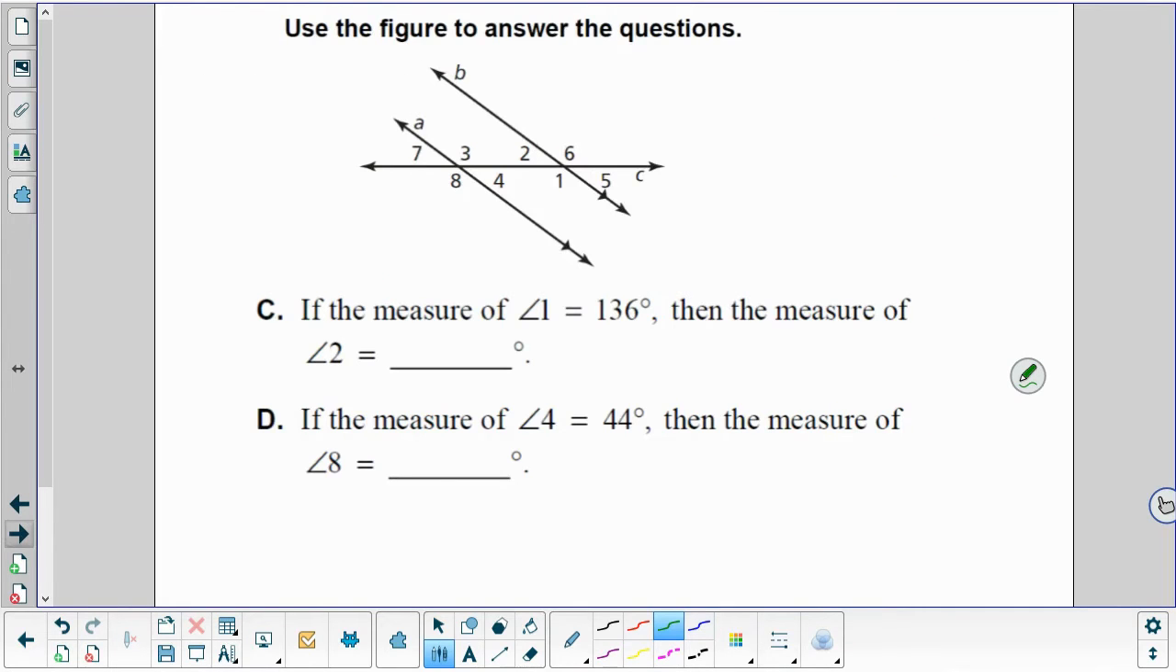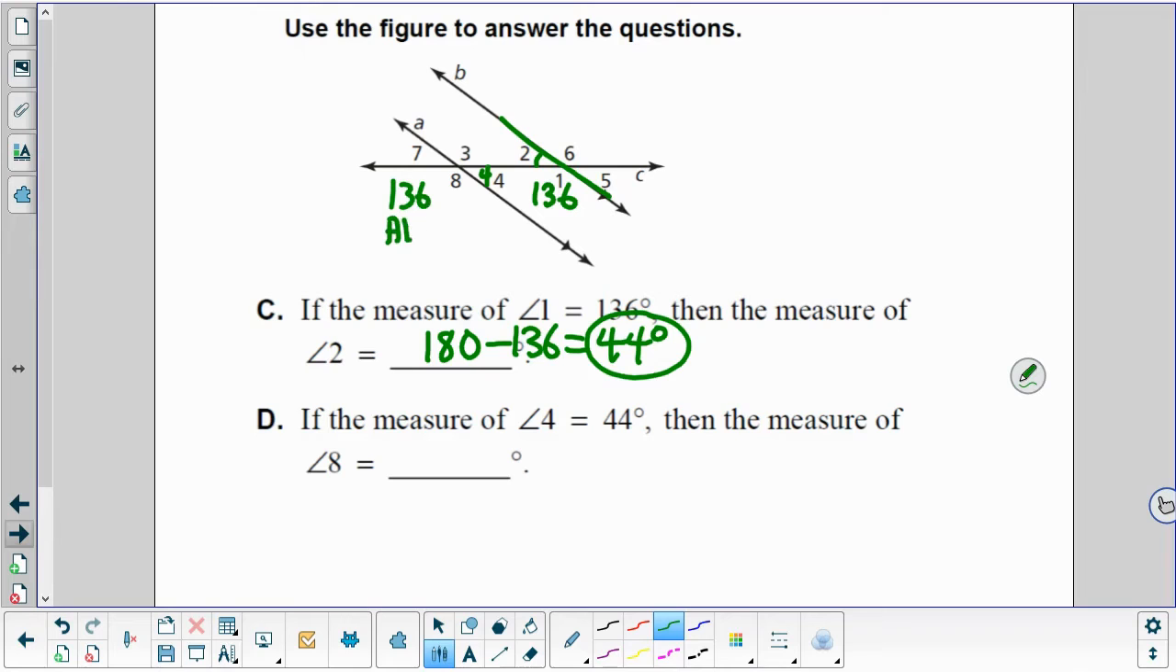So we've got this figure. If we are given in this figure the measure of angle 1, which is 136 degrees, then the measure of angle 2 is going to be the angle that makes angle 1 and 2 supplementary, or 180 degrees. So we're just going to do 180 degrees minus 136 degrees, and that equals 44 degrees. Okay? In the next problem, part D, if the measure of angle 4 is 44 degrees, then the measure of angle 8 is also 136 degrees, right?